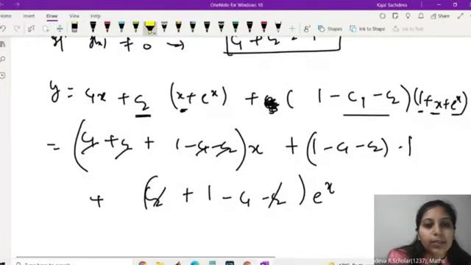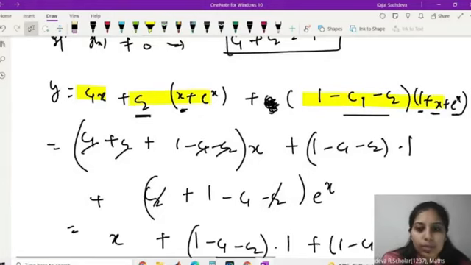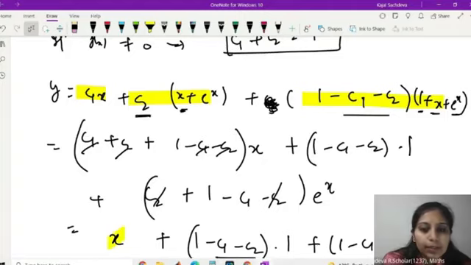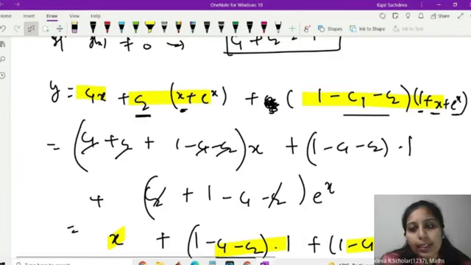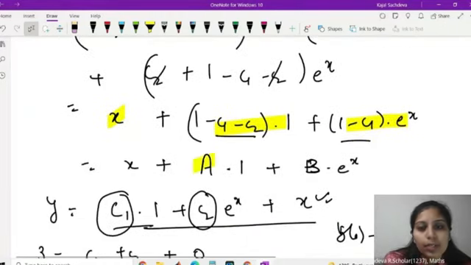Yes, here we have C1x plus C2 into this 1 minus this. Just solve it out, collecting the constant term, x terms and e raised to power x term. When we collect this, x has no constant, with 1 we have a constant, and with e raised to power x we have a constant. So we get the general solution.